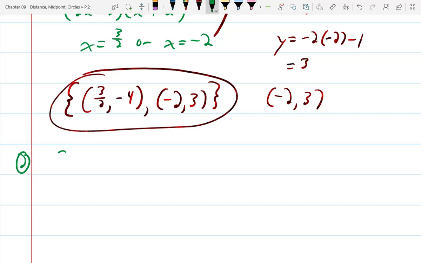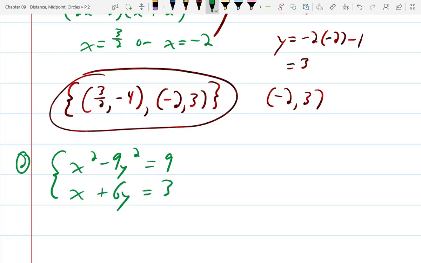Okay, number two. x squared minus 9y squared is equal to 9, and x plus 6y is equal to 3.